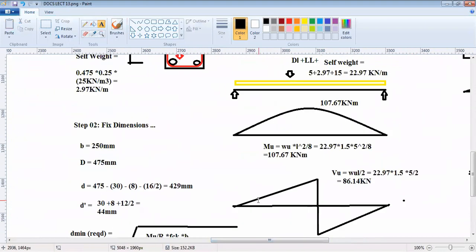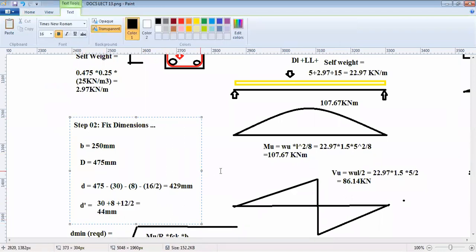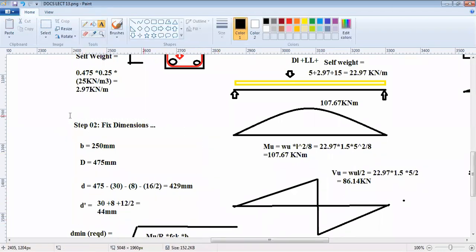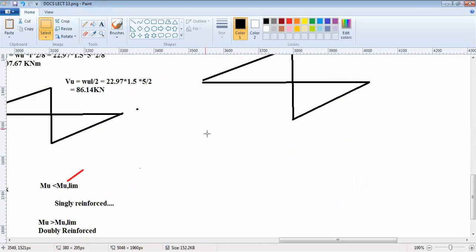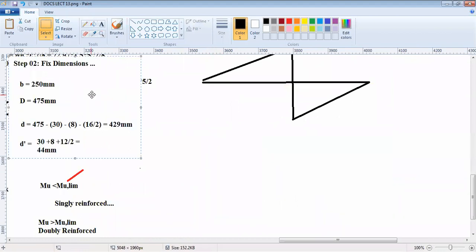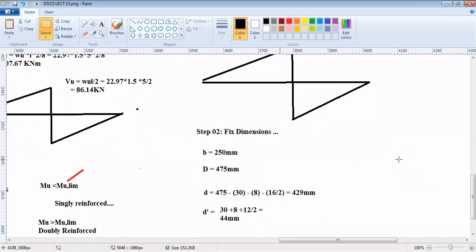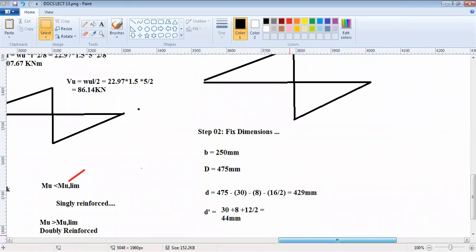Now, your second step, which was fixing the dimension, we have already fixed the dimension. So we just have to take this. It's already given in the question. This is step number 2. We are fixing the dimension. B is 250. D is 475. d is 475 minus 30 minus 8 minus 16 by 2. That's 429. And d dash is 44 mm.